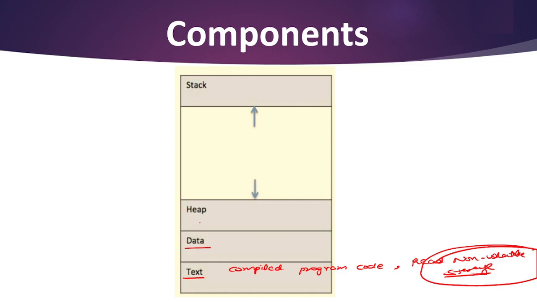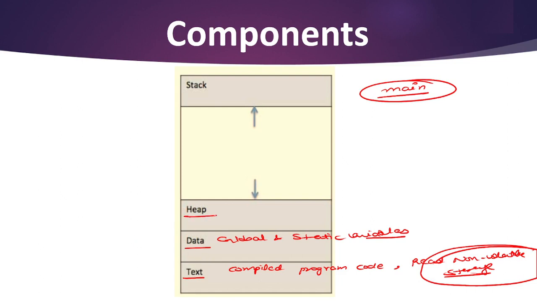So it is made up of global and static variables. Global and static variables are allocated and initialized prior to executing the main. So in every program, let's say we are using a C program and we write the main component here, right? So before executing the main, the data section is allocated and initialized.